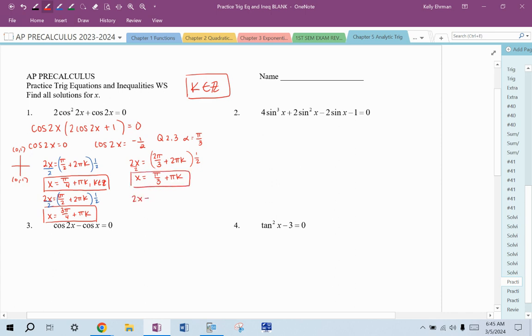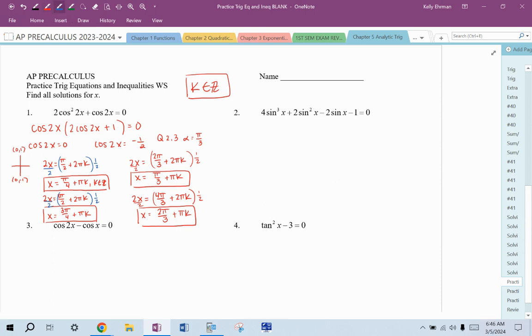Also, 2x could equal, in quadrant 3, it's 4 pi over 3 plus 2 pi k. Divide by 2, multiply by 1/2. So x equals, again, 4 pi over 3 times 1/2, that'll be 2 pi over 3 plus pi k. So make sure you're reducing. You can either say this is 4 pi over 6 and then reduce, or I like to divide first. 4 divided by 2 is 2 pi over 3, but either way. And again, k, just to save room on this worksheet, k is an integer for all of these.